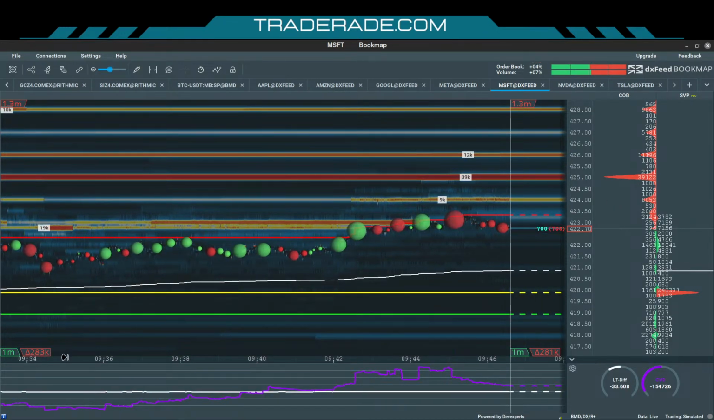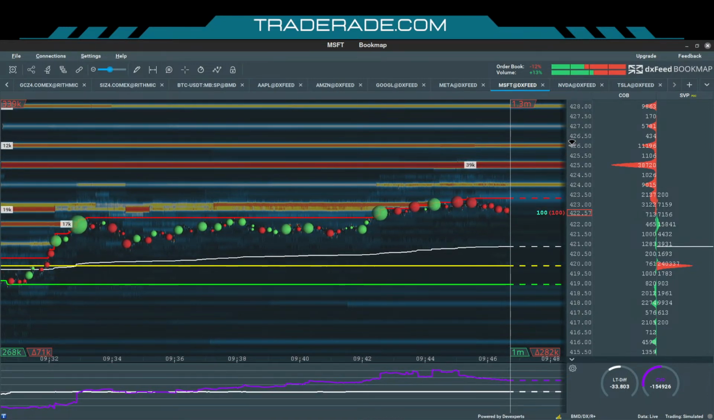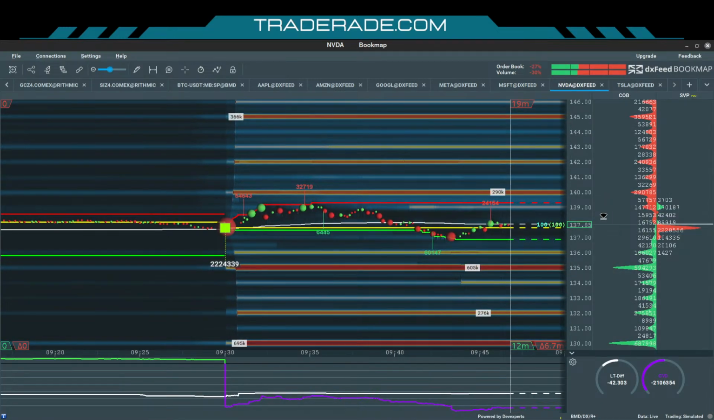Microsoft chewing through offered liquidity as well, looking pretty strong that the buy-side demand for this stock is quite healthy. There's a decent-sized offer overhead at 425 with 38,000. And then, of course, NVIDIA.